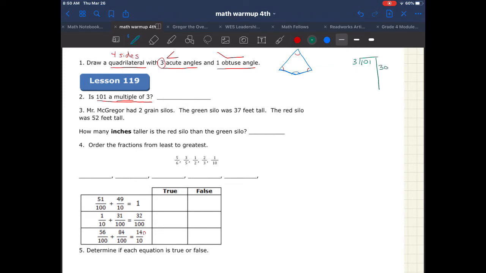So I'm thinking 30 would be a good number to start with. That's 90, and I've got 11 left, right? 1 minus 0 is 0, 10 minus 9 is 1. So 3 more 3s, and I end up with 2 left over. So I'm ending up with 33, remainder 2, which tells me 101 is not a multiple of 3 because we can't get exactly to 101. So we are going to say no.